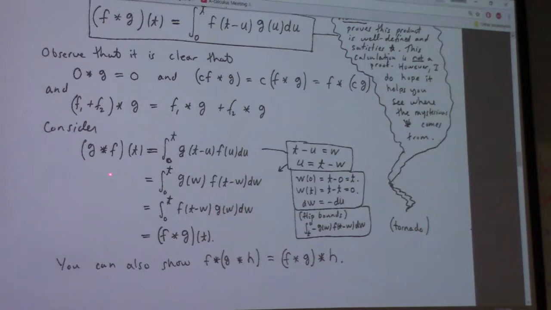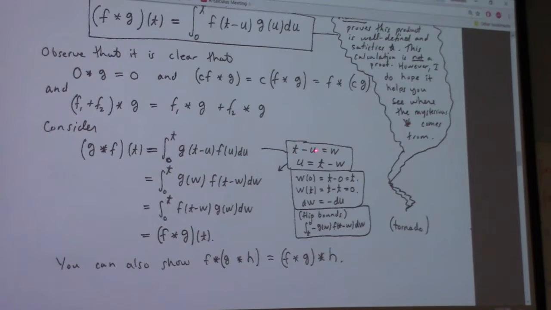It's commutative. That's a little less obvious. Here's the proof of that. G convoluted with f is the integral from 0 to t, g of t minus u, f of u du. Make a substitution: t minus u equal to w. That puts u equal to t minus w. So that makes this a w, and that flips this other thing to t minus w. And then if you write them in the opposite order, that's f star g. Okay, so it's a commutative product as well.